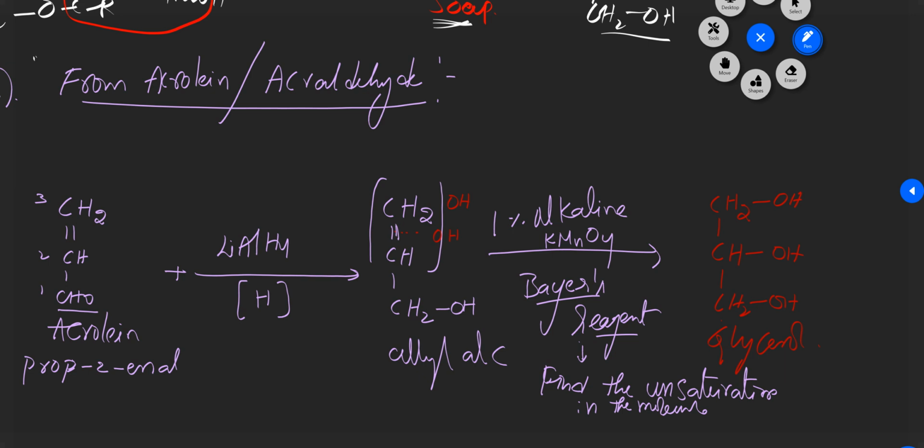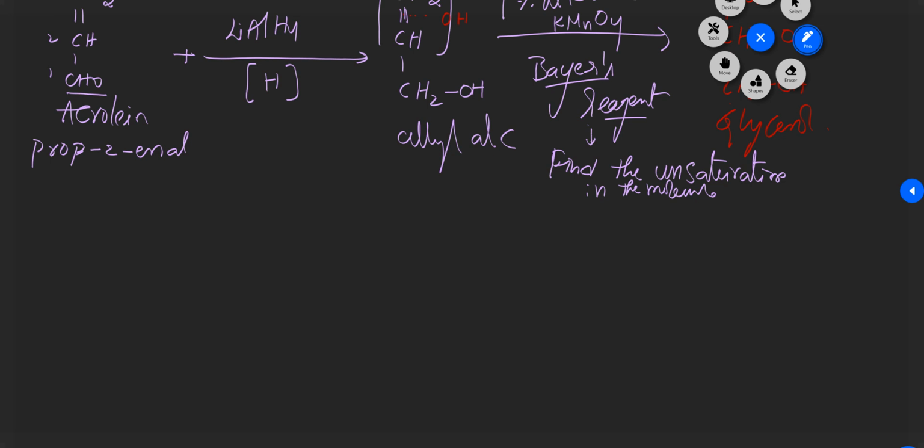The next preparation, the third one, is from propene. Preparation of glycerol from propene. This is the method generally used by industries for preparing glycerol.